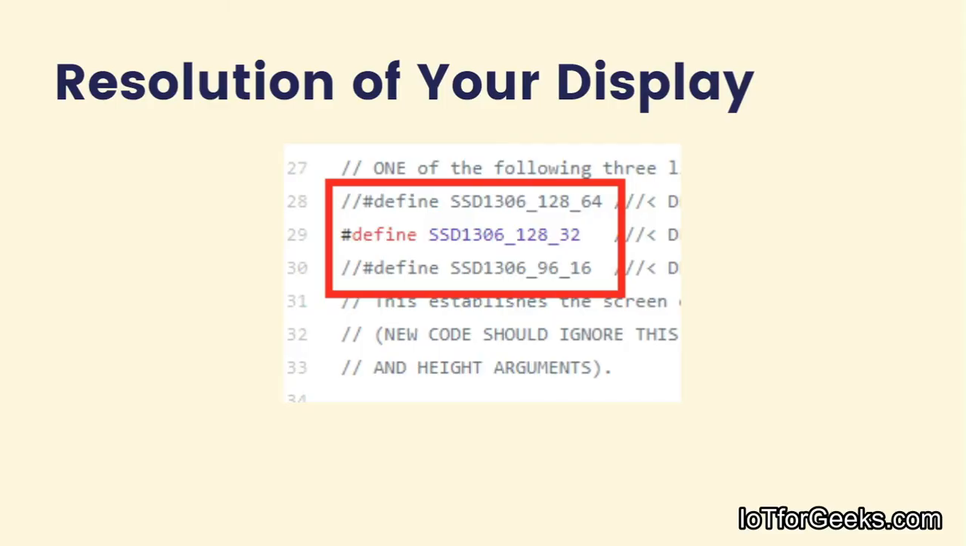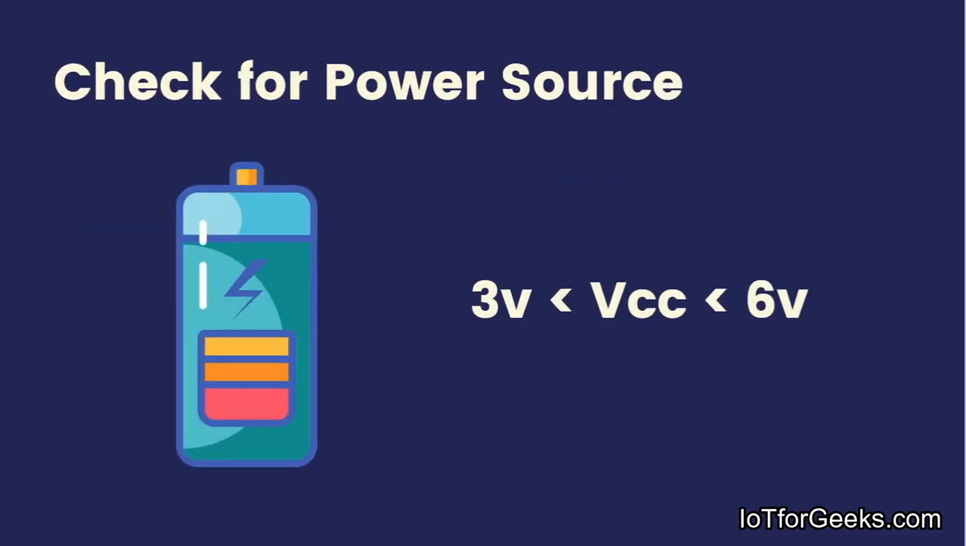If you have made proper changes in your header file and your OLED display is still not working, then proceed to the next solution. And the solution is to check the power source. It may be possible that your OLED display is running under voltage, or it may be possible that you have exceeded the voltage, and because of that your OLED display is blown. It means it's dead. So make sure that the input power source is between 3 volts to 6 volts.